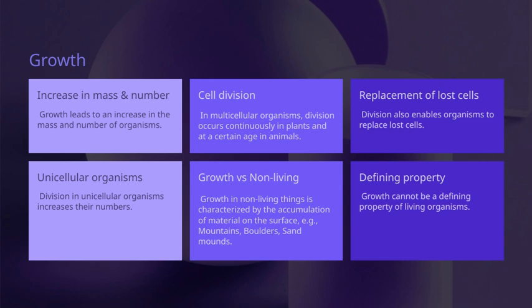In multicellular organisms, cell division happens continuously in plants, supporting growth and development. In animals, it tends to occur at a certain age or during specific stages, like healing wounds or growing new tissues. For unicellular organisms, cell division directly means an increase in their number, effectively multiplying their population. Overall, growth in living organisms leads to an increase in both mass and number, reflecting the fundamental processes of cell division and reproduction. This distinction helps us understand what truly defines life and how organisms develop and maintain themselves.